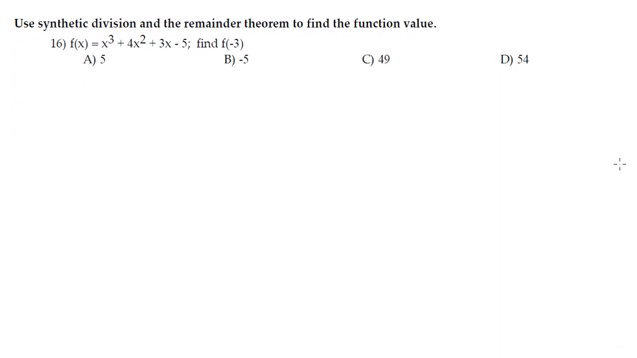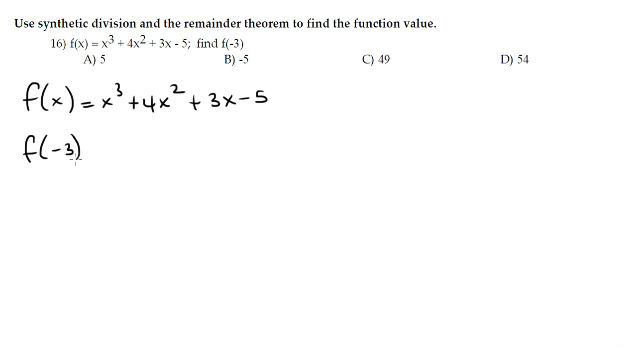16. Use synthetic division and the remainder theorem to find the function value. So here's my function, f of x equals x to the 3rd plus 4x squared plus 3x minus 5. And we want to find f of -3. Of course, you might think, well, I can just substitute in -3. You can. The arithmetic might be a little heavy, but you can. You can certainly substitute -3, but that's not what the problem is asking you to do. The problem is asking you to use synthetic division.